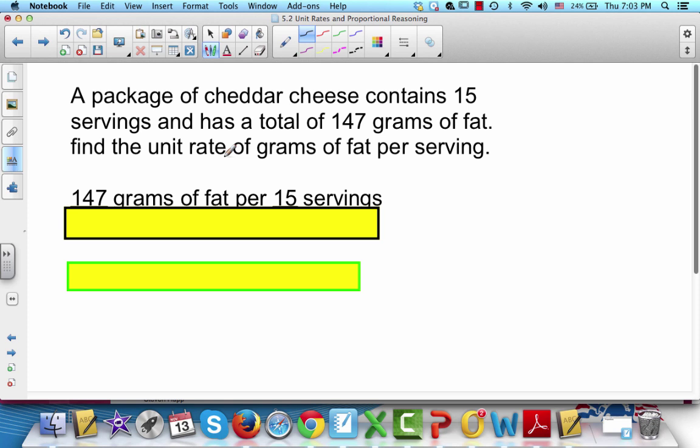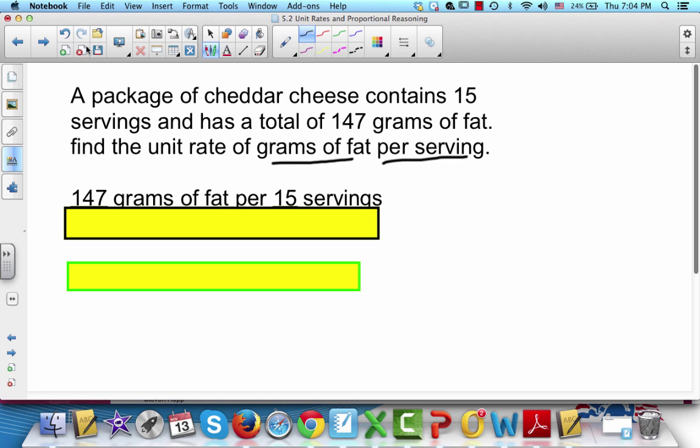Alright, a package of cheddar cheese contains 15 servings and has a total of 147 grams of fat. Find the unit rate of grams of fat per serving. Now, a couple of clues here. It says grams of fat per serving. So fat's going to come first and serving is going to come second. See, because it's not in that order up here. So you do it in the order that they give it to you. 147 grams of fat per 15 servings.